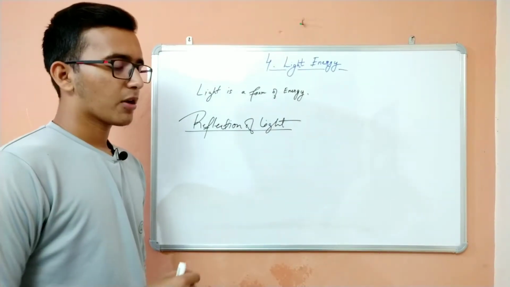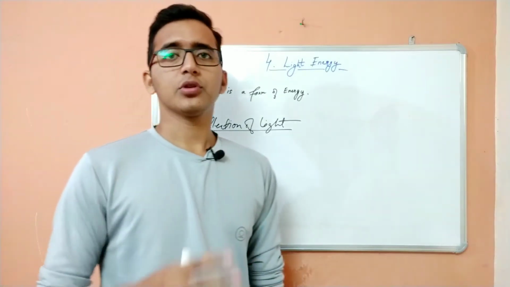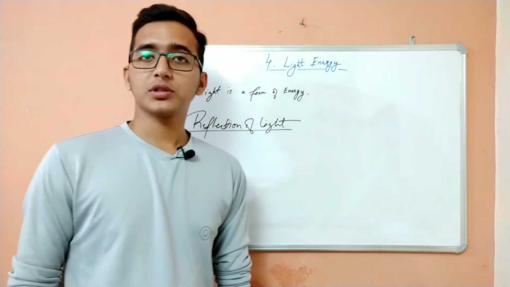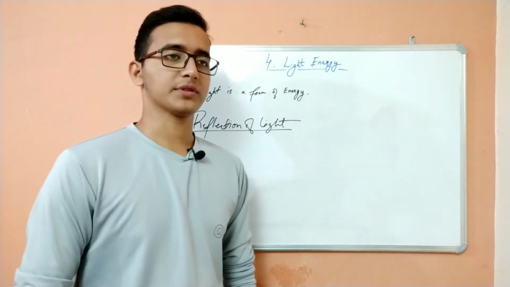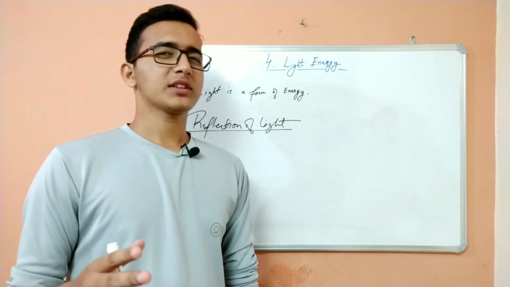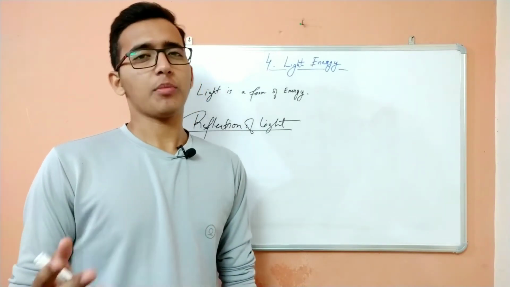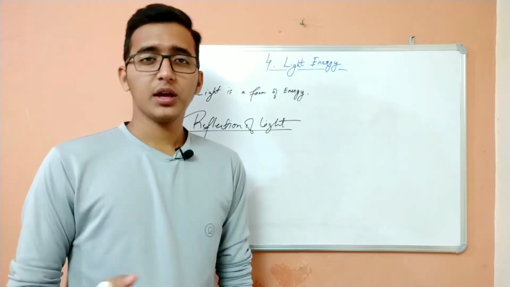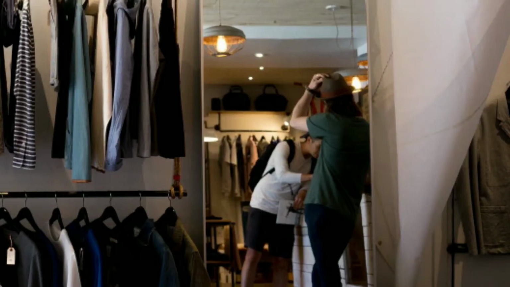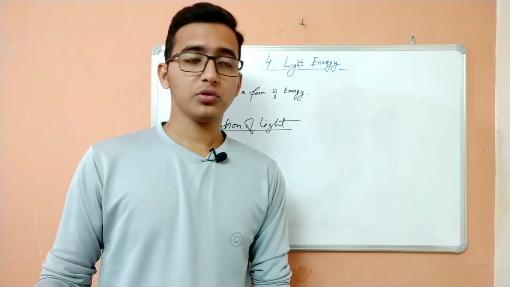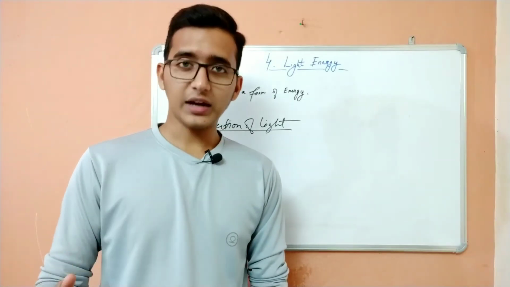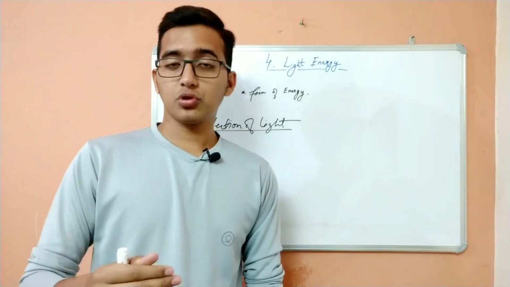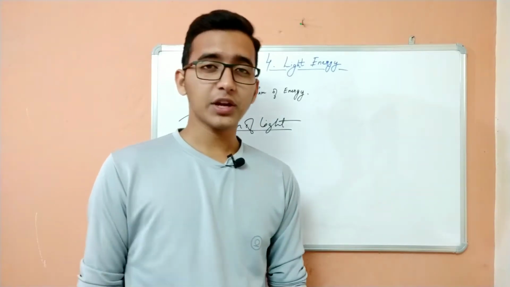Reflection of light, where do you find the reflection of light? You find it on polished surfaces. One very common example of a polished surface is your mirror, the mirror that you use to look at yourself every single day. That mirror shows you one of the properties of light, and that is reflection of light.